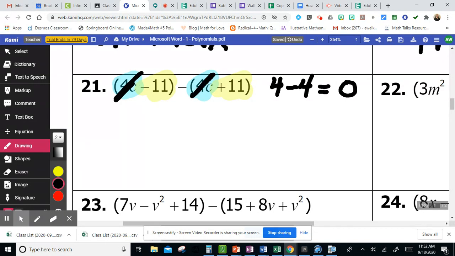Okay, what is negative 11 minus 11? Negative 11.